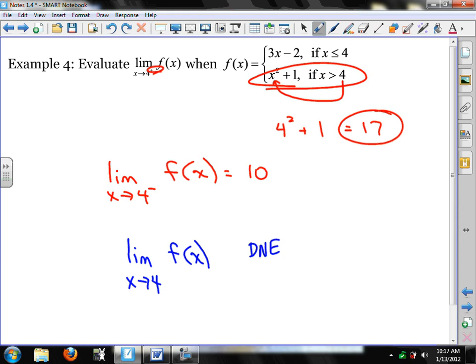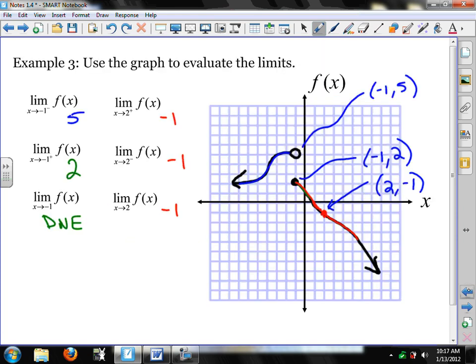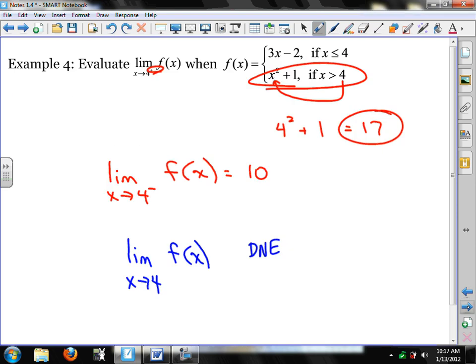Just like on the last example, when we look at the graph, the first one here, we got 5 when we approach from the left, and 2 as we approach from the right, so the limit did not exist. If those two values are the same, if you get 17, 17, then the limit as x approaches 4 of f of x would also be 17.